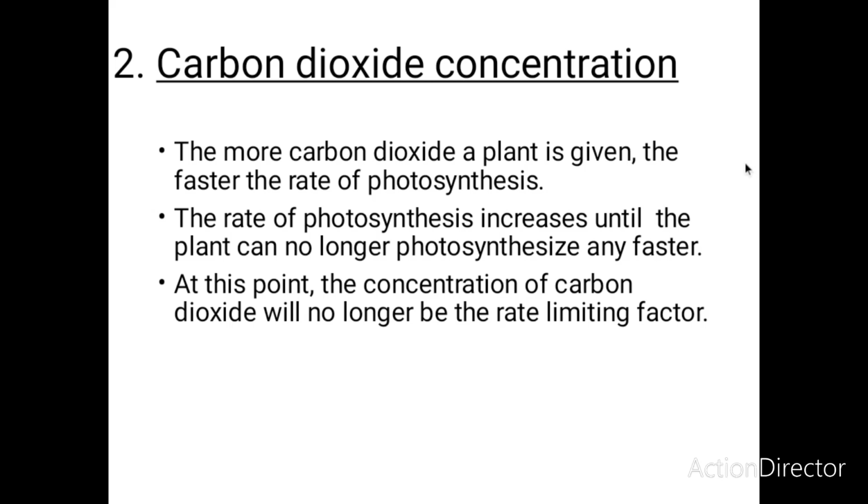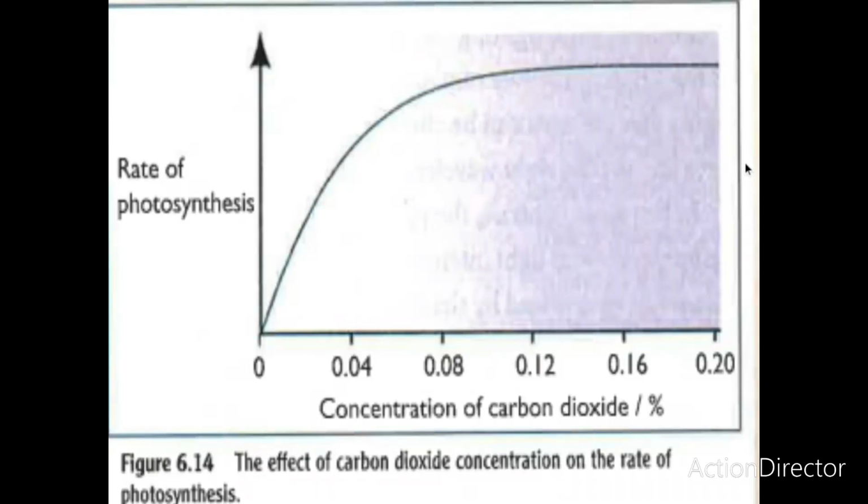So increasing the carbon dioxide concentration increases the rate of photosynthesis up to a point when the concentration of carbon dioxide will no longer be the rate limiting factor. So this diagram illustrates what I was trying to explain. So at this point, as we increase the concentration of carbon dioxide, the rate of photosynthesis increases. And at this point, no matter how much we increase the carbon dioxide concentration, the rate of photosynthesis stays the same.